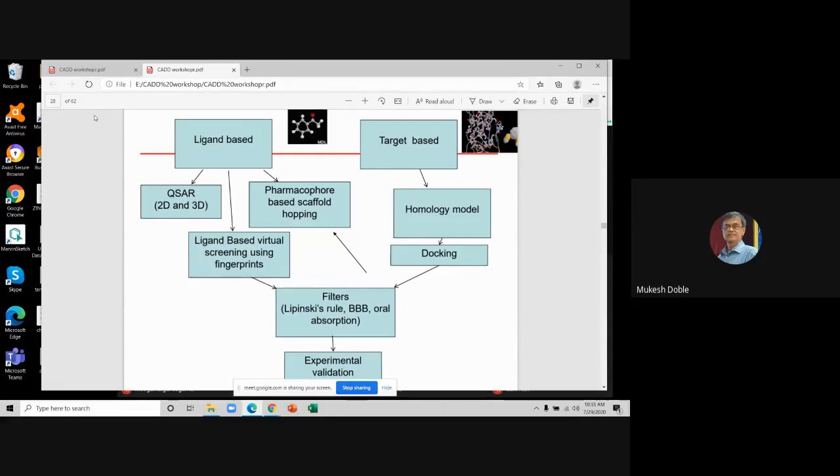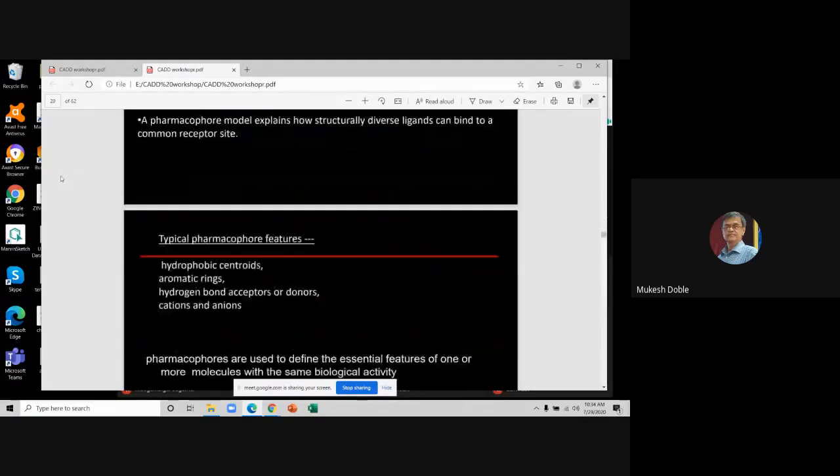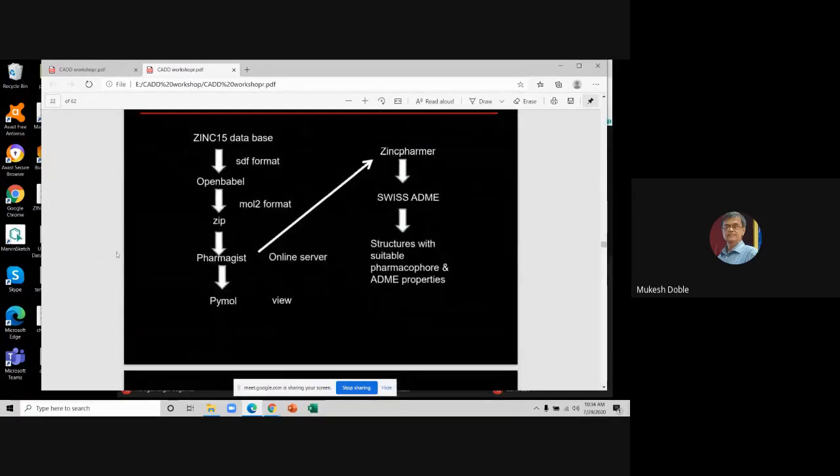Yesterday I showed you the one which is called PharmaGist. PharmaGist does the identification of the pharmacophore. There we give a zip file containing all the molecules in mol2 format. I also showed how to get mol2 format. You go to the Zinc database, get the structure in SDF format, use OpenBabel to convert them into mol2 format, and then put them all into a zip file and run PharmaGist. So PharmaGist picks up the common pharmacophore features.